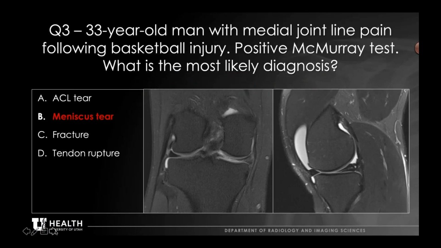The third case is a patient with some medial joint line pain. The McMurray's is a specific test for the meniscus. We can see our nice sharp black triangle of the lateral meniscus, and the medial meniscus is definitely disrupted. We have lots of heterogeneous signal, some increased signal, and loss of that normal triangular morphology. You can actually see the tear extending into the substance of the meniscus there.